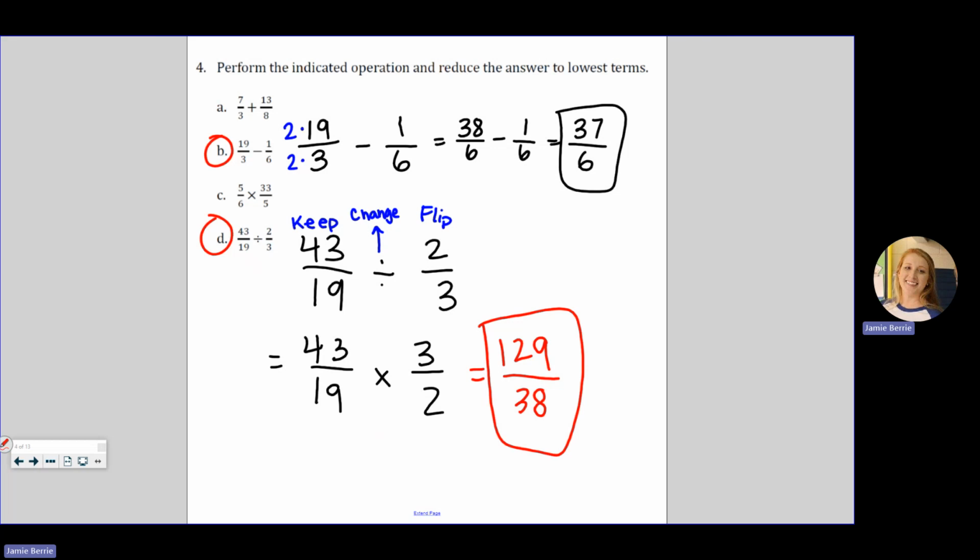And those are the two that I'm going to put on the test. So I'll put a subtraction one and a division one. So those are the two you want to be prepared to see on the test.